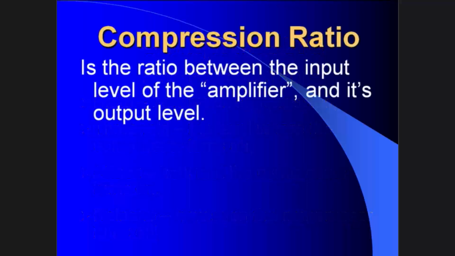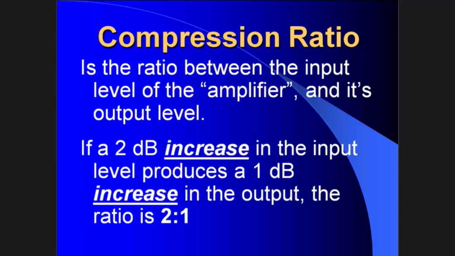The compression ratio is the ratio between the input level of the amplifier and its output level. For example, if we have a 2 dB increase in the input level, and the compressor only allows that to produce a 1 dB increase in the output, the compression ratio is 2 to 1.